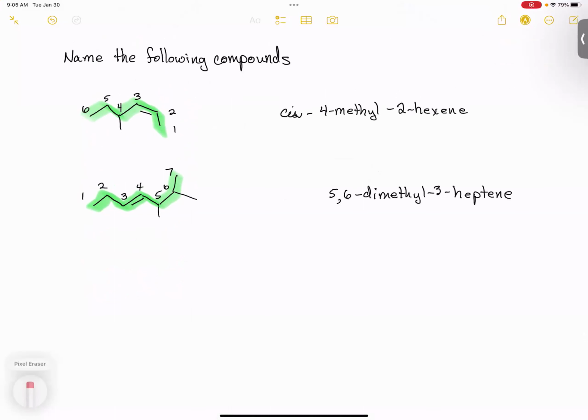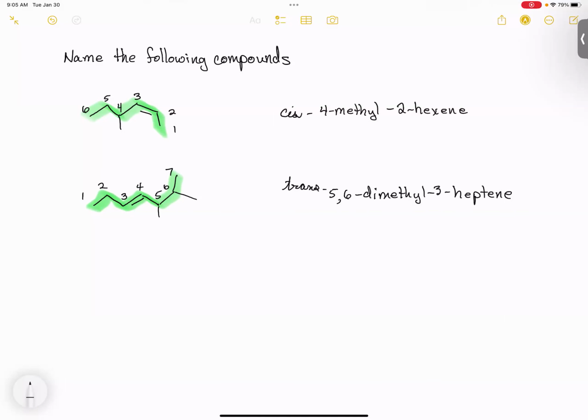But because there's a double bond, I've got to see, does it have cis or trans? Are the groups on the same side or on opposite sides of the double bond? They go opposite each other. So in this case, it's trans. 5,6-dimethyl-3-heptene.